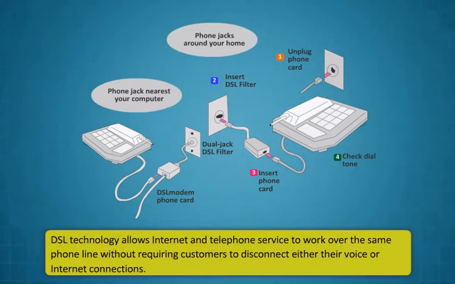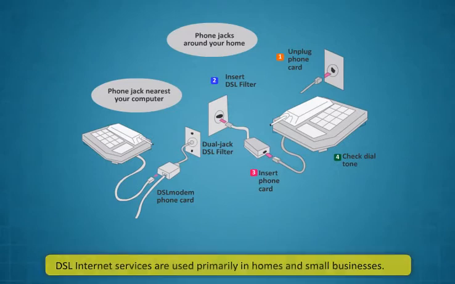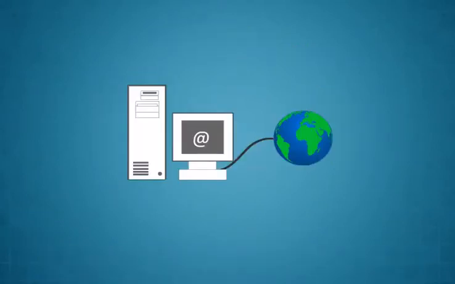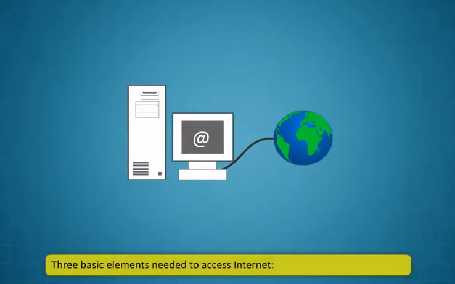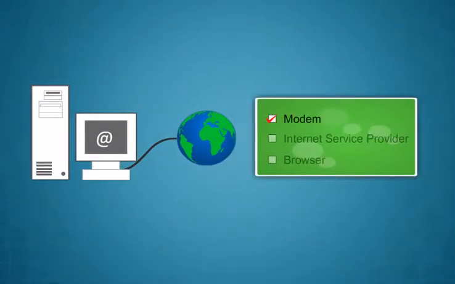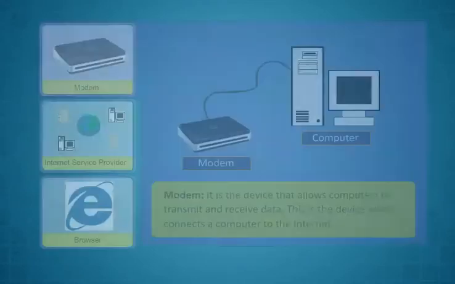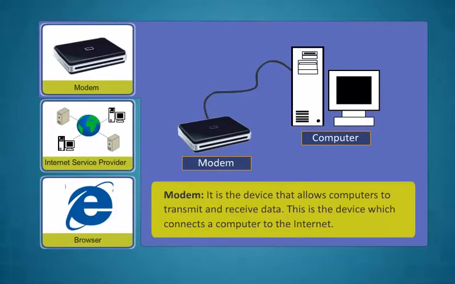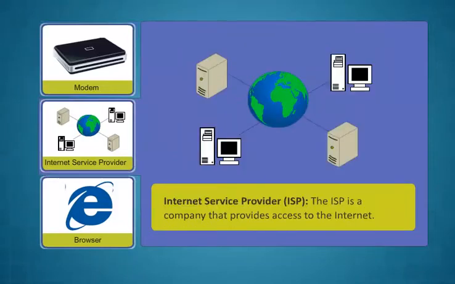DSL or broadband is a high-speed internet service like cable internet. DSL technology allows internet and telephone service to work over the same phone line without requiring customers to disconnect either their voice or internet connections. DSL internet services are used primarily in homes and small businesses. DSL internet service only works over a limited physical distance and remains unavailable in many areas where the local telephone infrastructure does not support DSL technology.